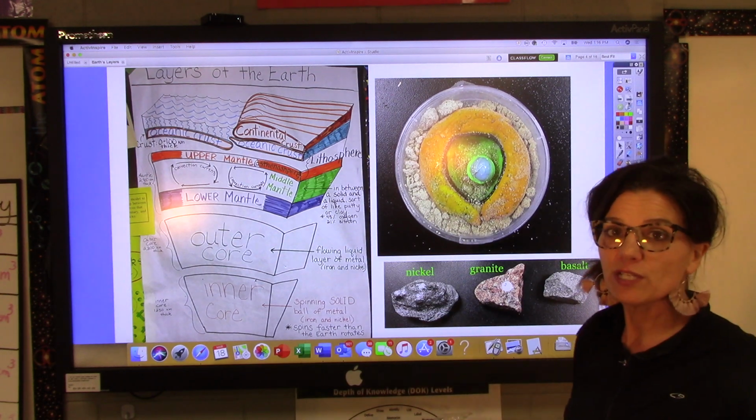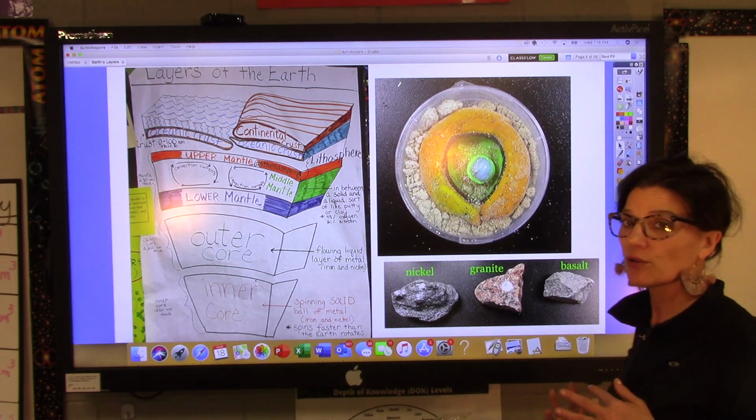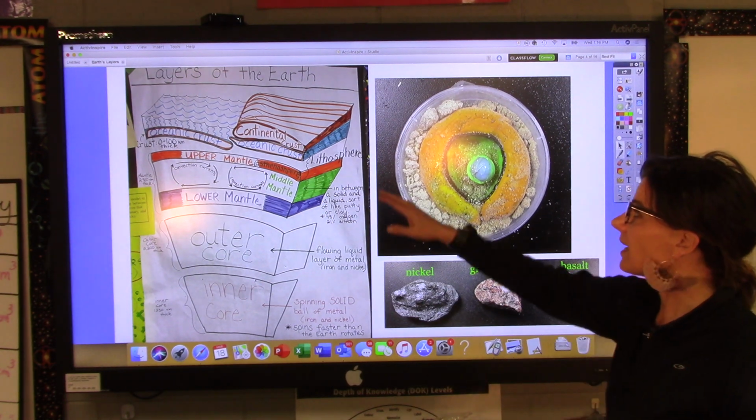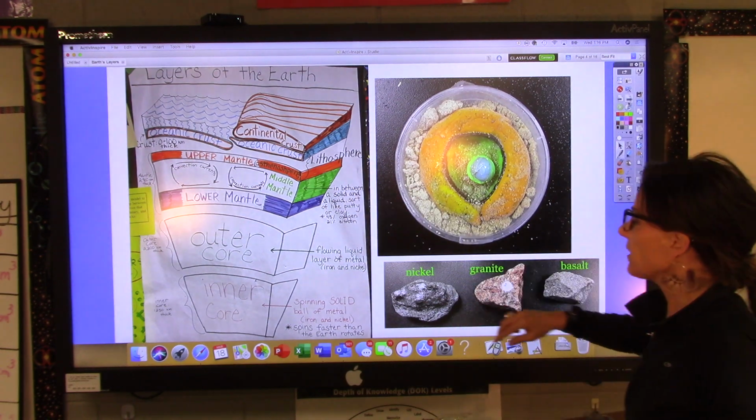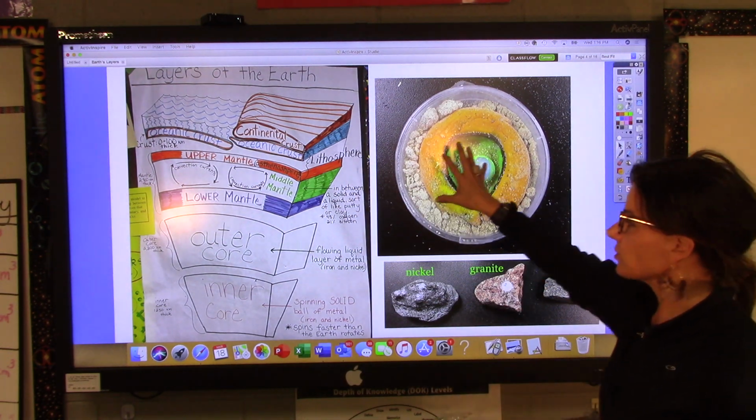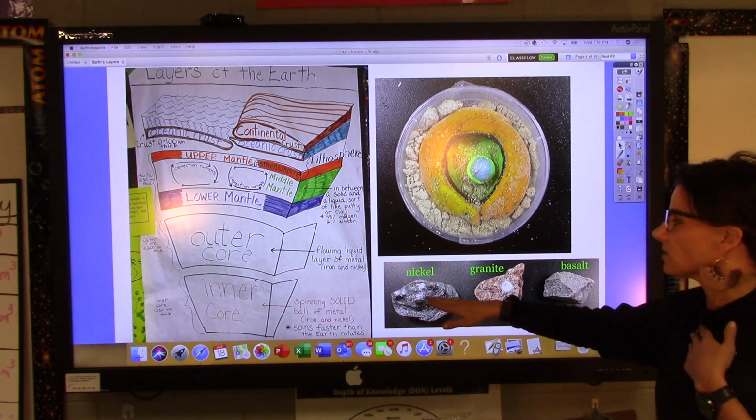Now, composition means you need to know what they're made up of, and you don't have to memorize every single thing, but you should know that the continental crust is made from granite, the oceanic crust is made from basalt, and as you go into the middle, it becomes a combination of nickel and iron.